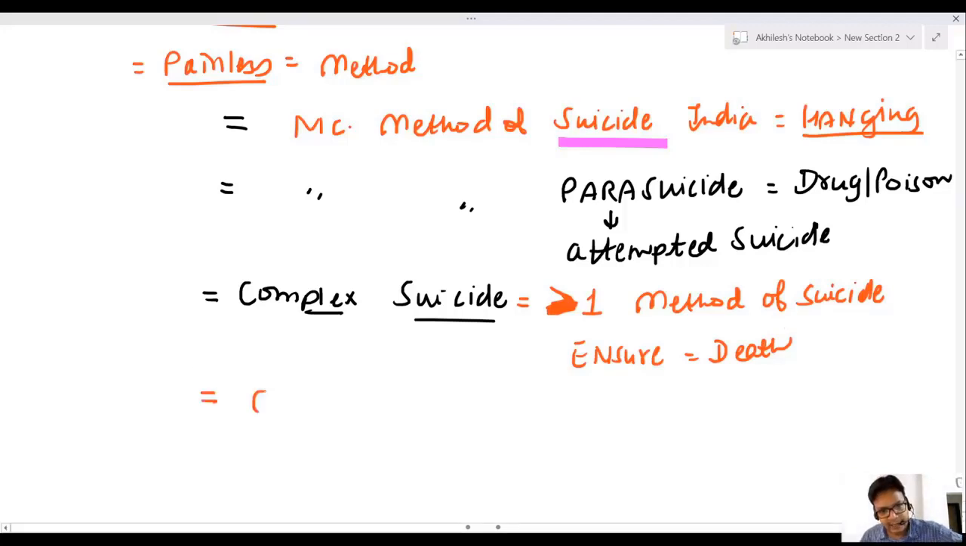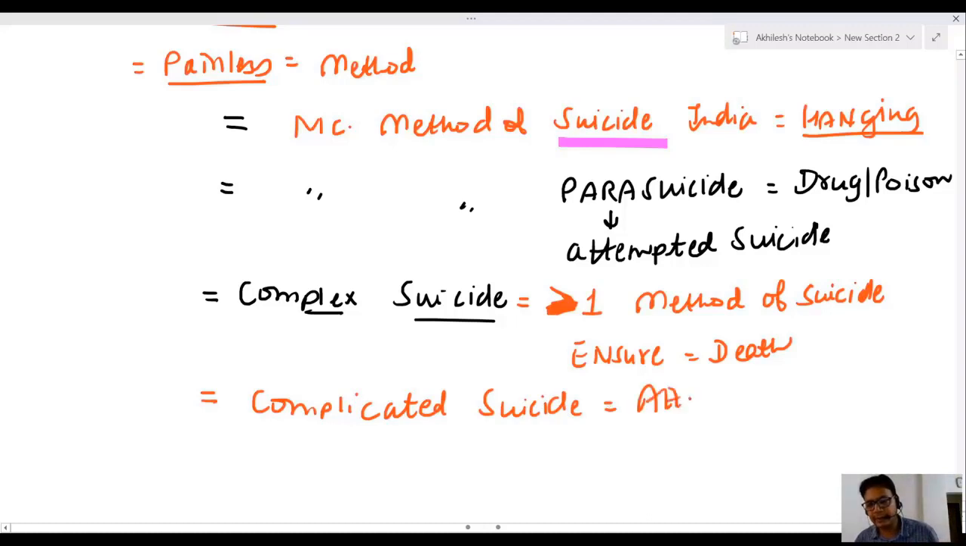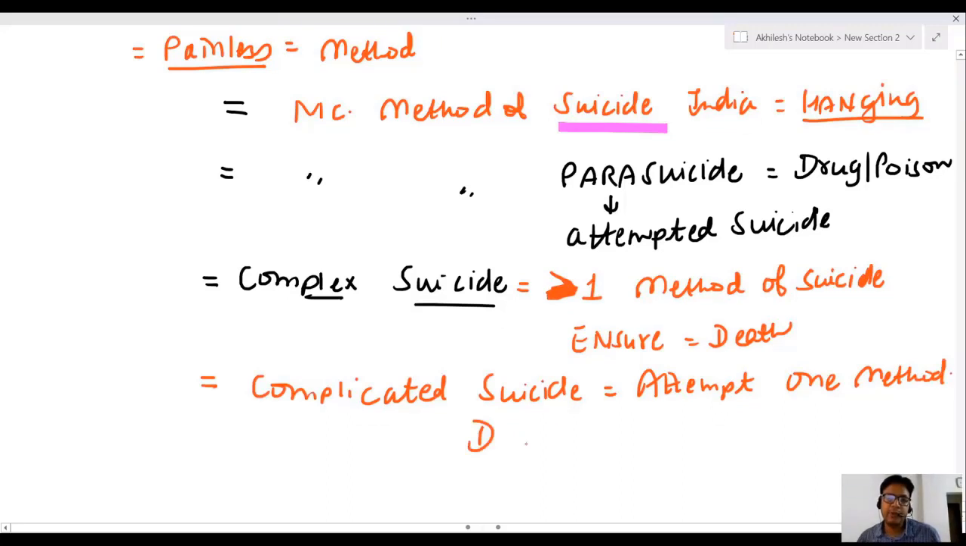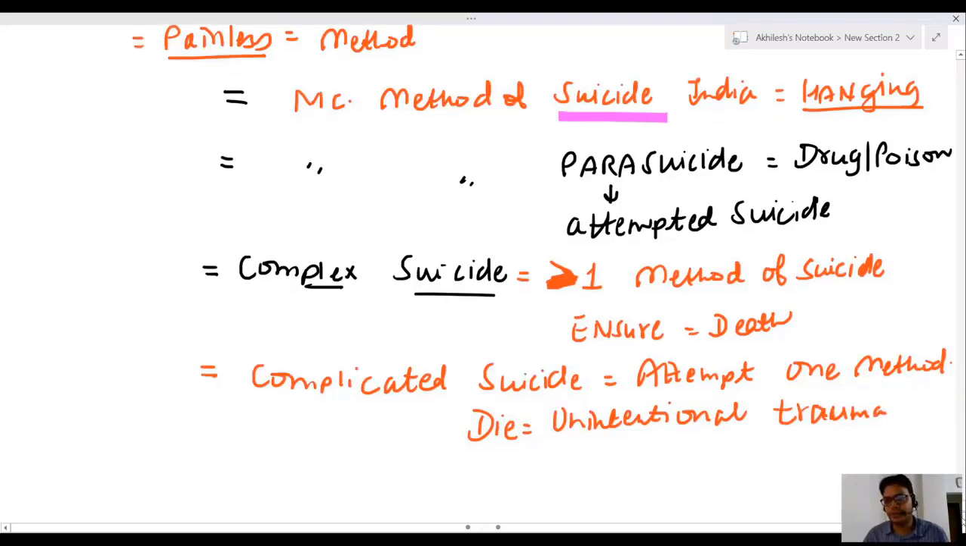And what is complicated suicide? Sir, you attempt one method, but you die due to unintentional trauma. This is complicated suicide. Now I will ask you a few questions.